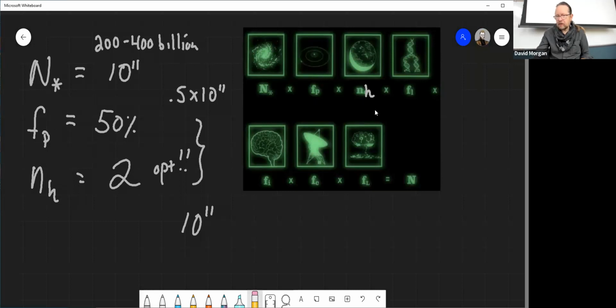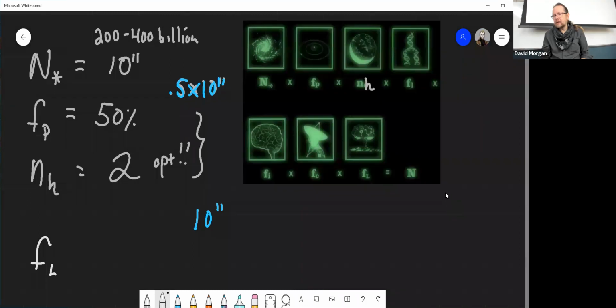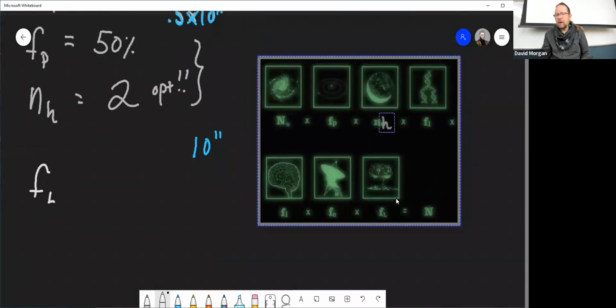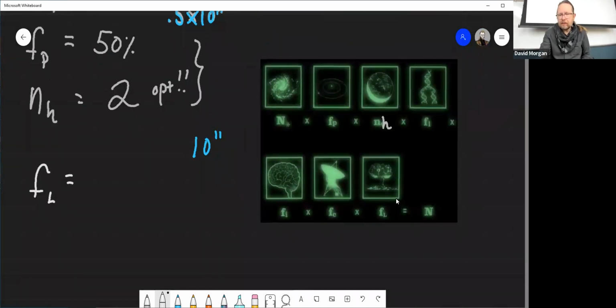I should use a different color for my running totals over here. The next term in the Drake equation is tricky. What fraction of potentially habitable planets or moons, potentially habitable bodies, on which the conditions are possibly suitable for life, does life actually, in fact, get started?